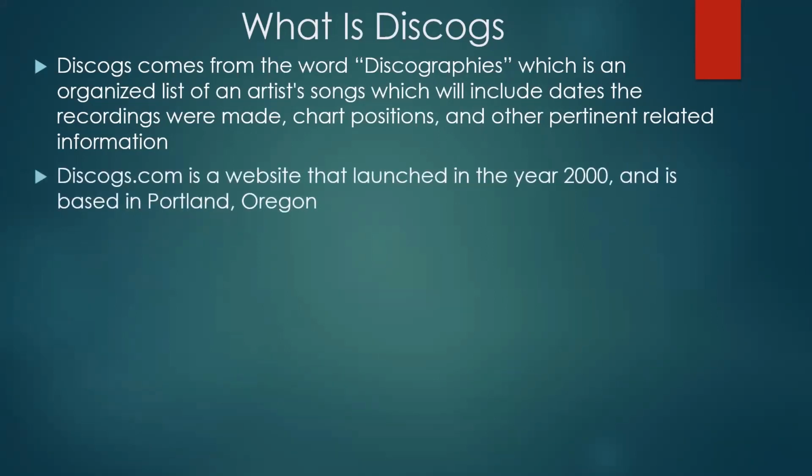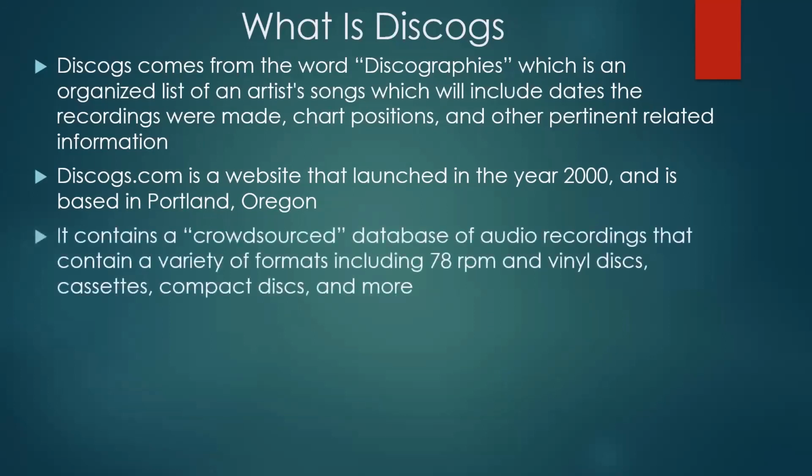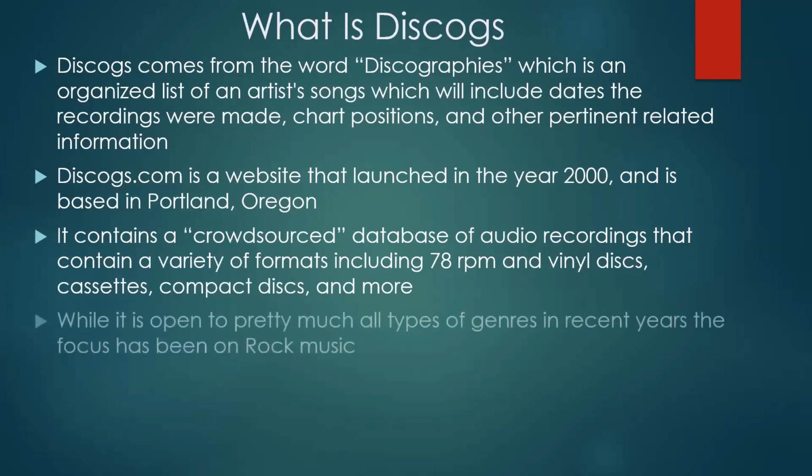Discogs.com is a website. It was launched way back in the year 2000 and is based up in Portland, Oregon. It contains a crowdsourced database. What does that mean? That means the information is input by the general public. So this database is of audio recordings that contain a variety of formats, including 78 RPM and vinyl discs, but also has cassettes, compact discs, and more. Now, while it's open to pretty much all types of genres, in recent years, the focus has been on rock music.